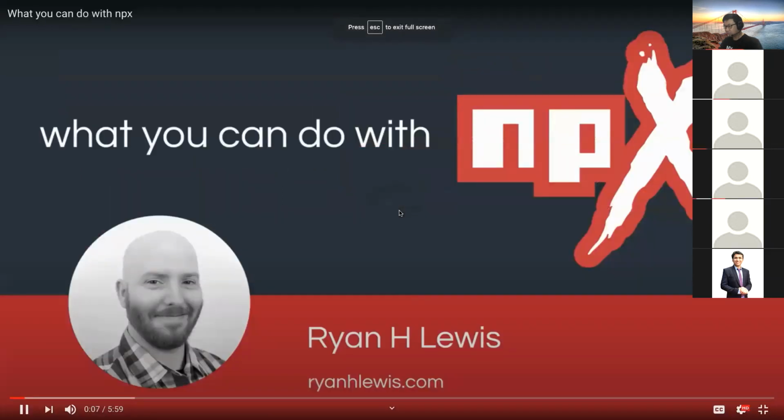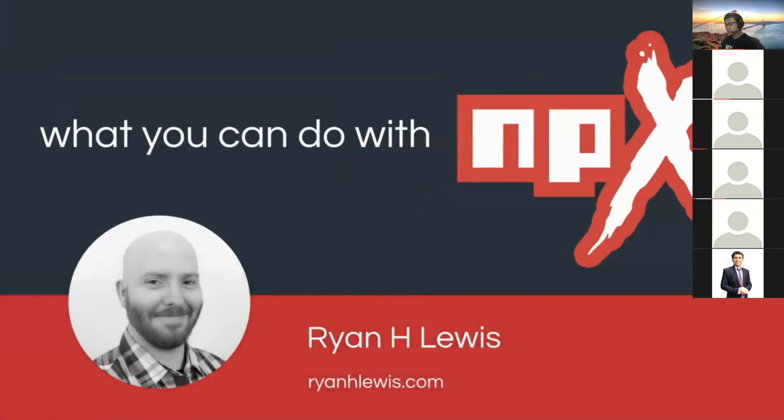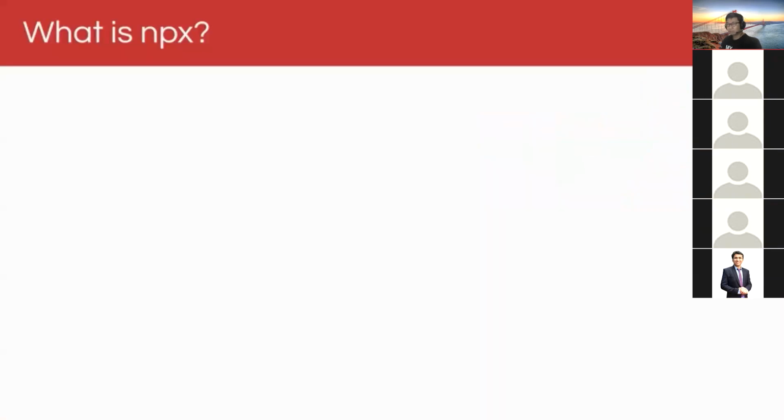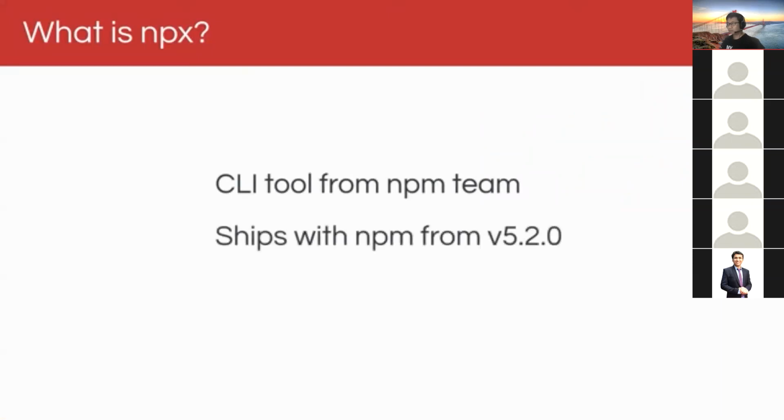The NPM team called NPX. We're going to talk about what it is and then look at some examples of what you can do with it and why you would want to use it. So first we'll start with what is NPX. It's essentially a new CLI tool from the NPM team. It ships with NPM starting at version 5.2.0. So if you install NPM past that version, you'll see that it has also installed a binary called NPX.